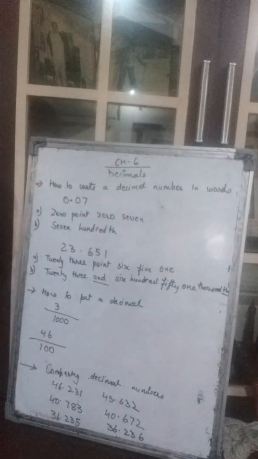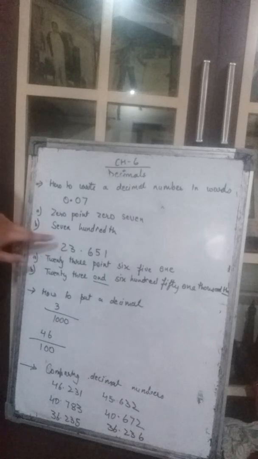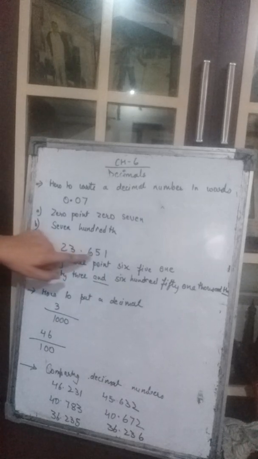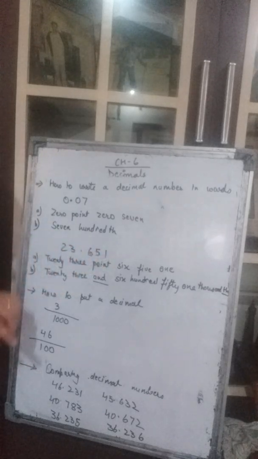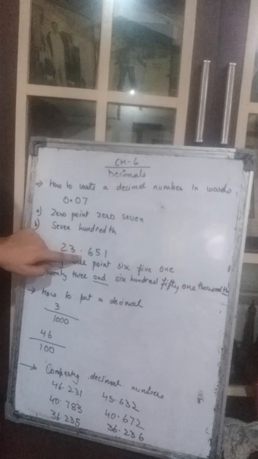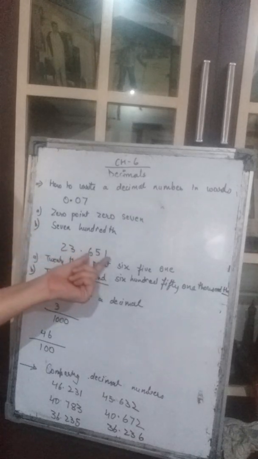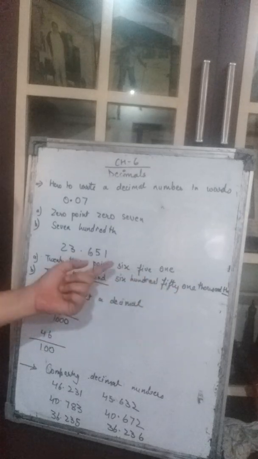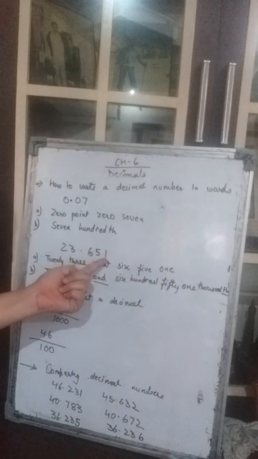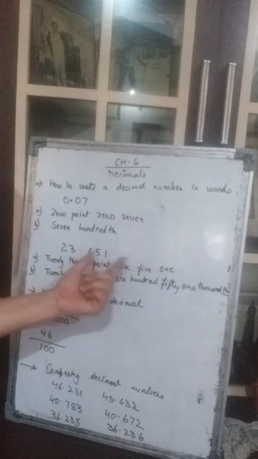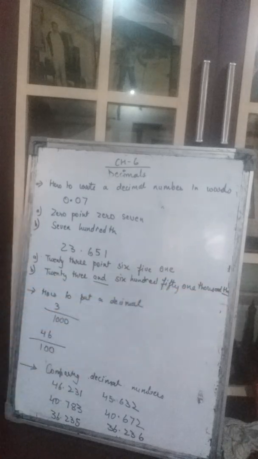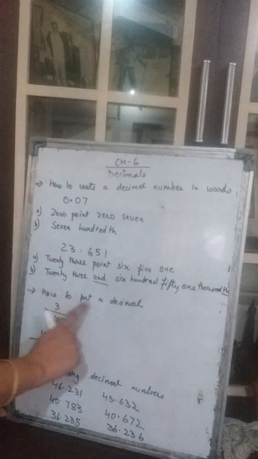Again I am repeating. First way is the way we read it. 23.651. Another way is according to place value. 23 and will come instead of point. Then write this collectively, 651. And what is the last place where it is ending? At thousandth place. So you will write thousandth, th, because it's a decimal portion. Clear?